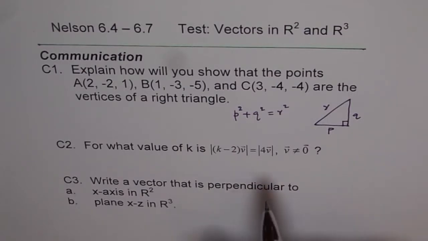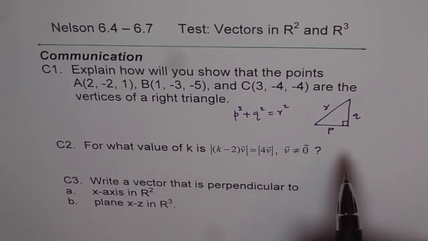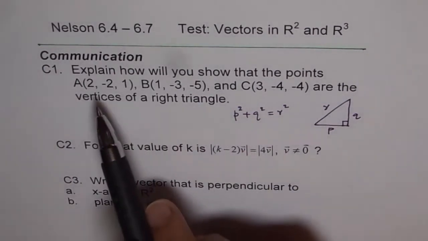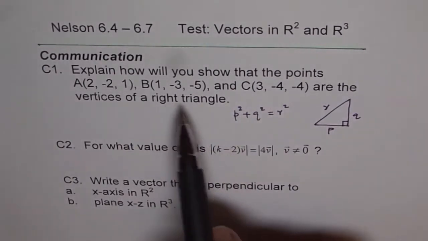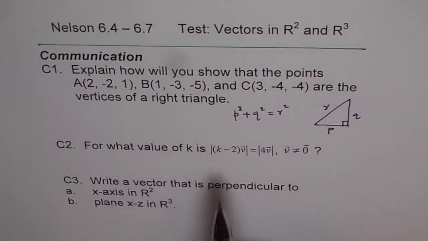The second way is to find the angle between the two sides, right? AB is one vector, AC is the other vector, BC is the third vector. Like that, there are 3 vectors, and you can find the angles between the two sides, and from there also you will know whether it's a right angle or not. At this stage, if you've done the dot product, then that is probably a good way of proving that the sides form a right triangle. If the dot product is 0, that means the two vectors are perpendicular. So these are the 3 ways you can answer C1.